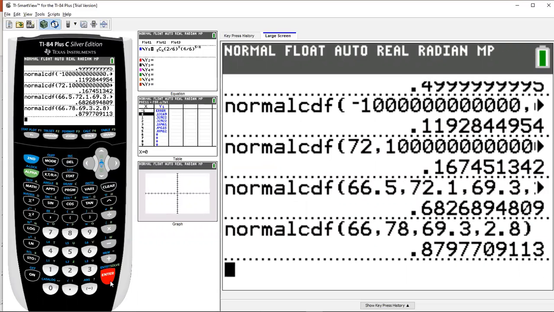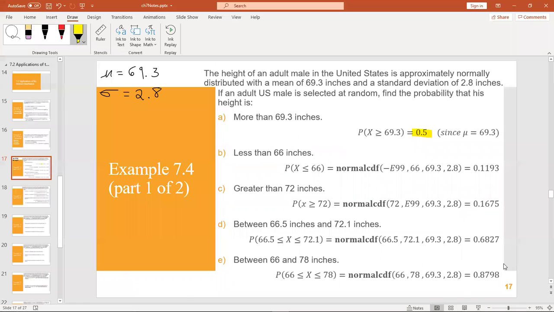And that's 8798 if you round that off. So, hey, what do you know? Those all match.